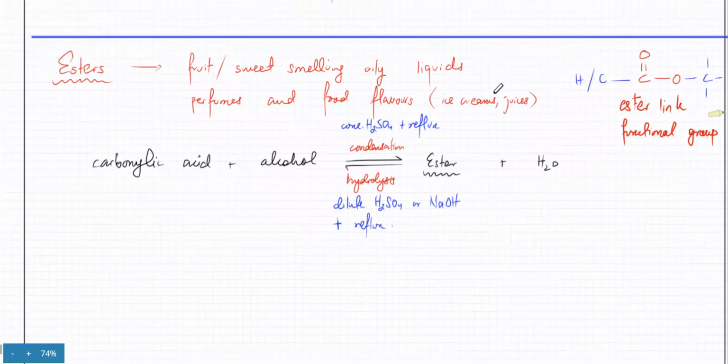Anyways, coming back to the point, how are esters formed? So take a carboxylic acid. Let's say I pick propanoic acid. You have propanoic acid, and this propanoic acid reacts with an alcohol. Let's take ethanol.